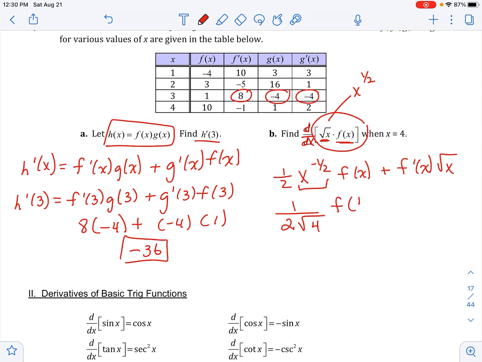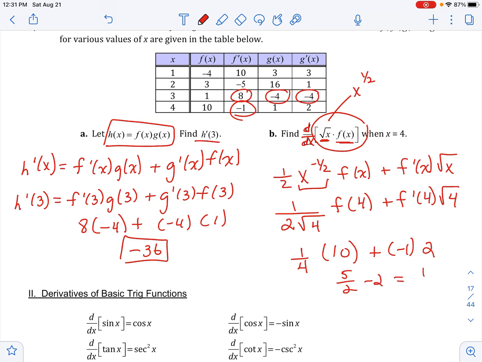I'm going to go ahead and plug in the 4. I have f of 4 plus f prime of 4 times square root of 4. Okay, this is going to give me 1/4. f of 4 from my table is 10. f prime of 4 is -1 from my table. And then square root of 4 is 2. I'm going to do my arithmetic here. This is really 5/2 minus 2, which gives me 1/2 as my answer.